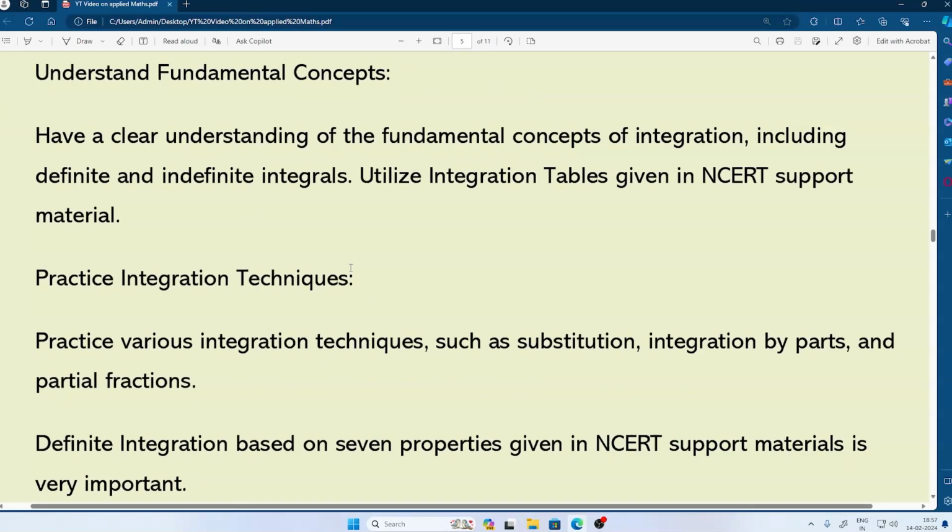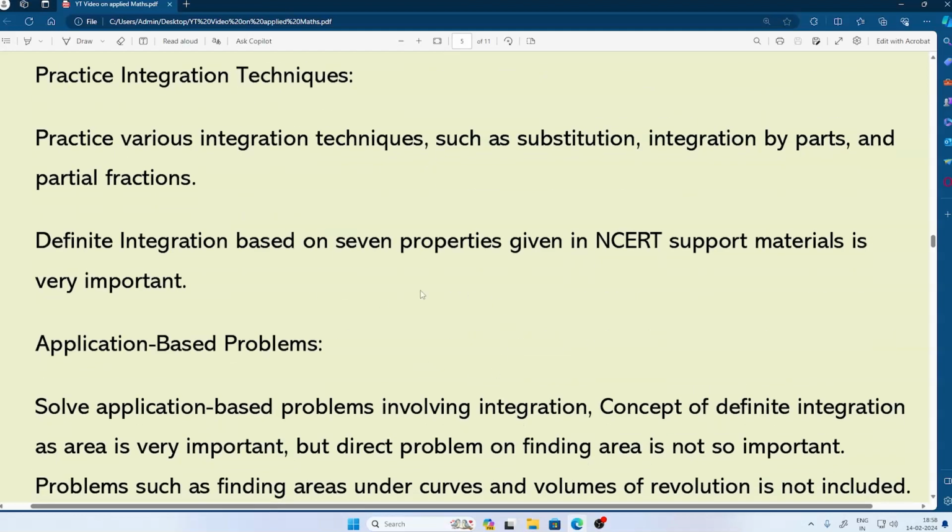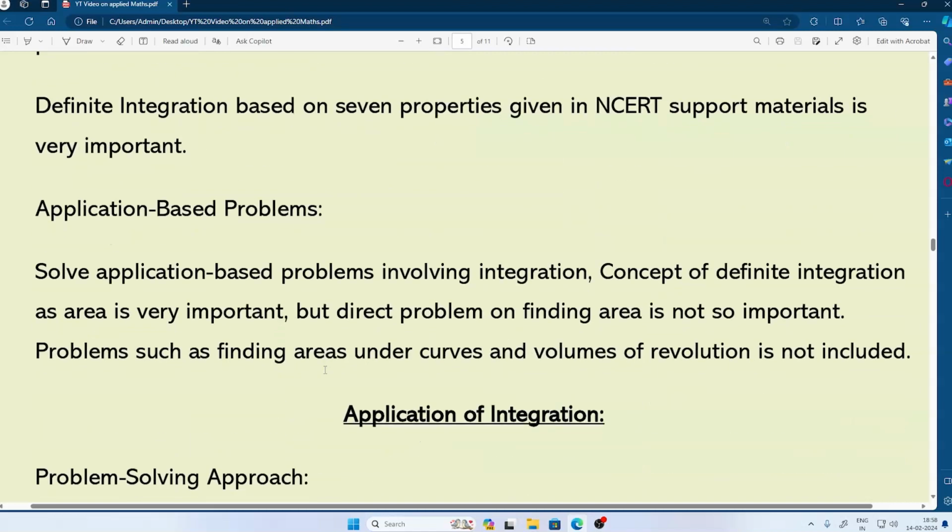Common integration, I mean types by substitution, integration by parts, partial fractions, at least practice 3 to 4 sums before the exam from each topic. Okay. The NCERT support material is important for you. You must practice from there. Application based problems you will do.